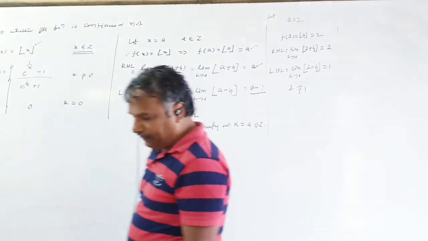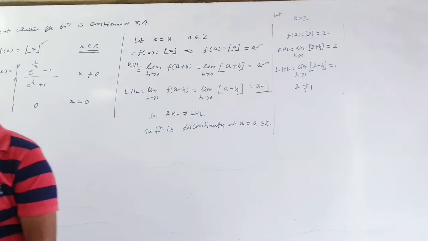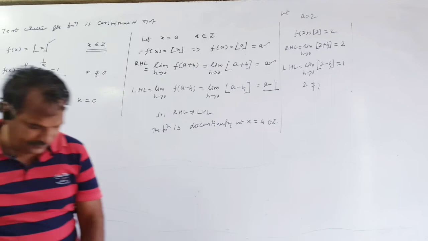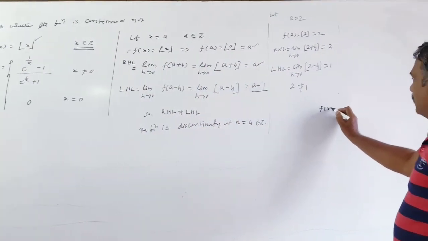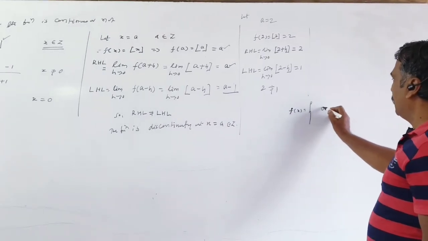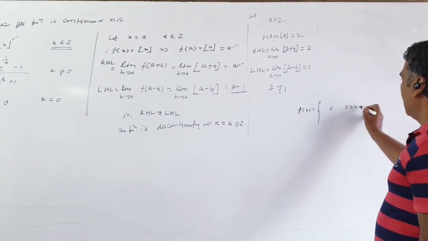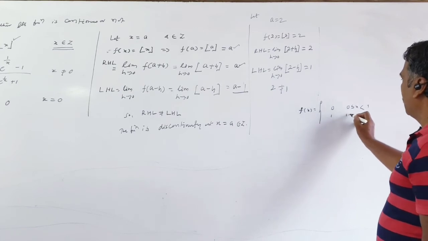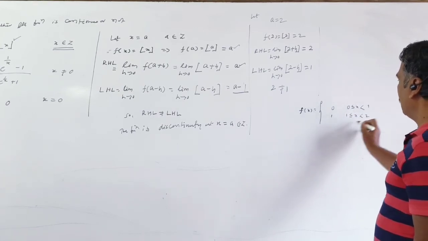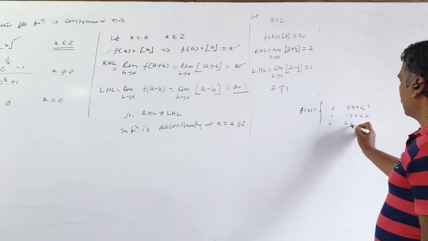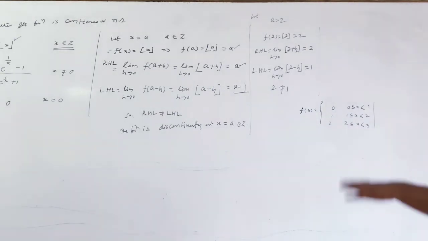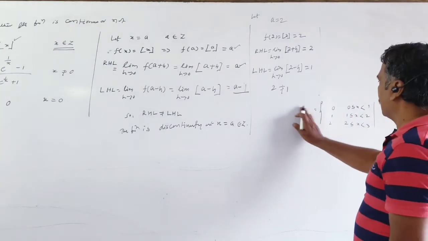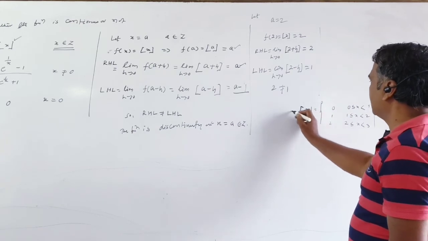Now we know that from the definition of greatest integer function, f of x equals 0 for 0 less than or equal to x less than 1, 1 for 1 less than or equal to x less than 2, 2 for 2 less than or equal to x less than 3. Here, yes or no? Already discussed. This is a greatest integer function. Okay. Now this is the f of x.